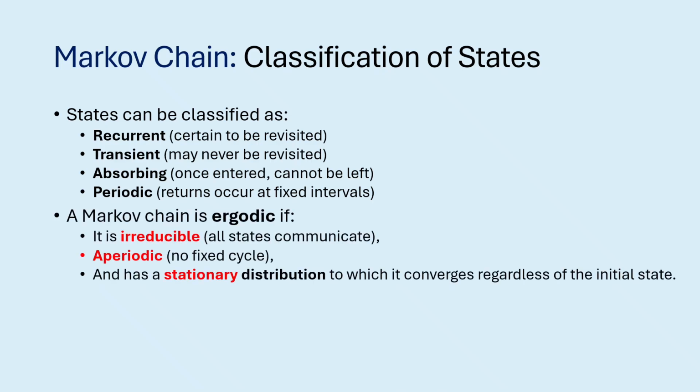So the period can be 1, 2, or more than that. If it is 1, you may say it's aperiodic, and if it is more than 1, you may say periodic with some period number, maybe 2, 3, like that.